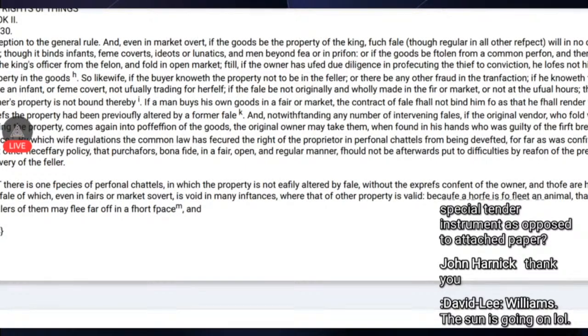or if the goods be stolen from a common person and then taken by the king's officers from the felon and sold in open market, still, if the owner has used due diligence in prosecuting the thief to conviction, he loses not his property in the goods. Okay, that's important.